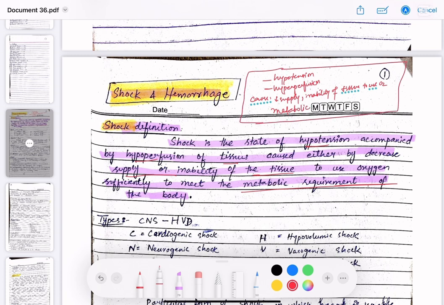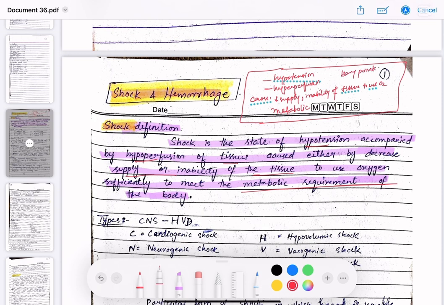You should have the key points. So in the definition of shock, we have the key points of hypotension, hypoperfusion, unavailability of blood, or inability of the tissues to use oxygen to meet the metabolic requirements. Okay, so these are the key points, and this helps to remember the definition of shock.